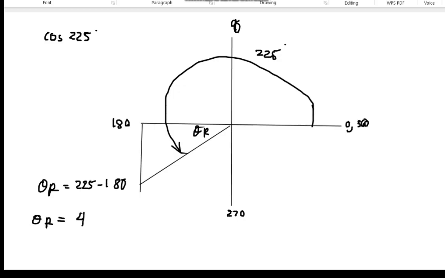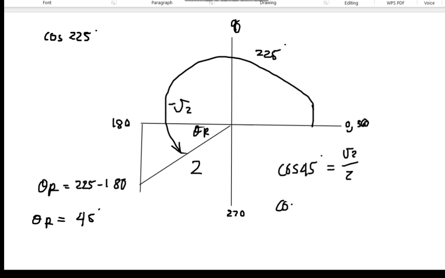So it goes all the way to 180, guys. Whichever is the bigger angle, that's what we're going to use. So the current reference angle is 45 degrees. So cosine 45 is root 2 over 2. So for cosine 225, let's write it here first.